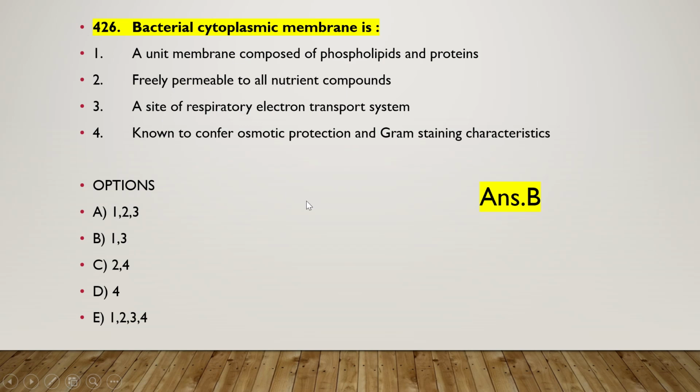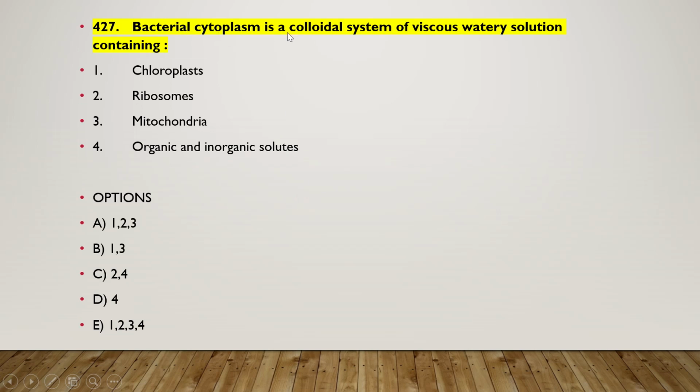Okay, so move on to the next question, that is: bacterial cytoplasm is a colloidal system of viscous watery solution containing chloroplast, ribosomes, mitochondria, organic and inorganic solutes. And the right answer is option C. That means 2 and 4. Option 2 and 4 is the correct answer.